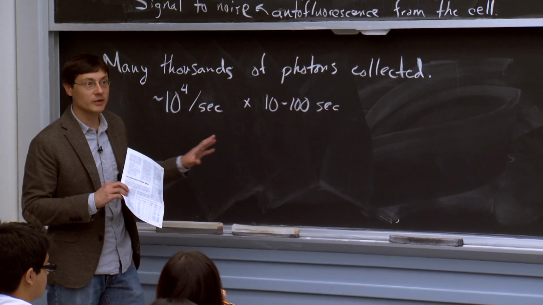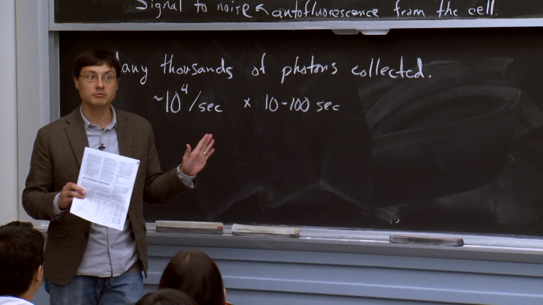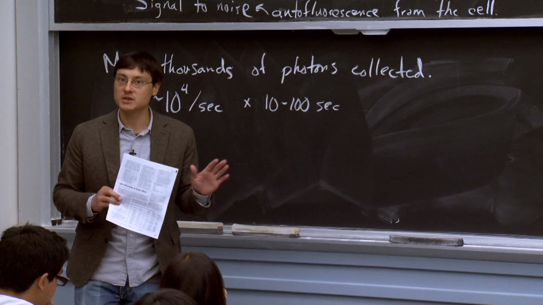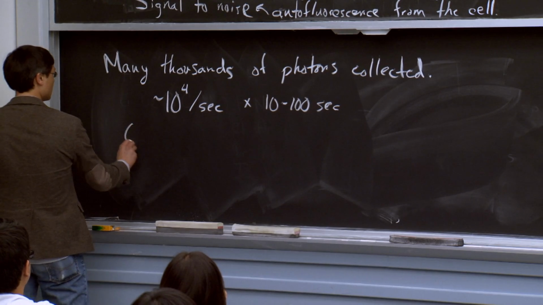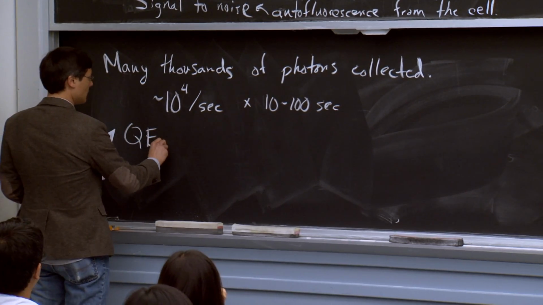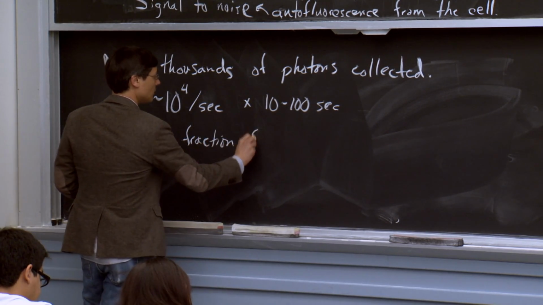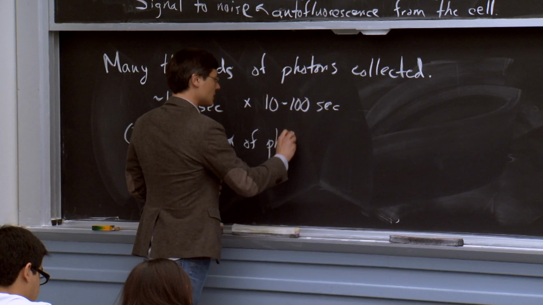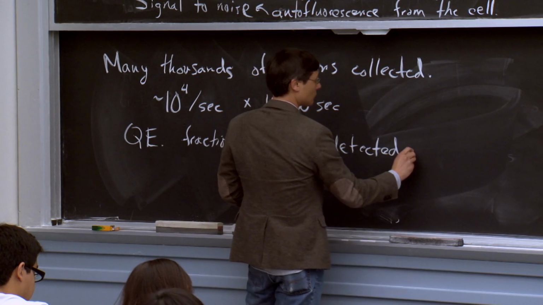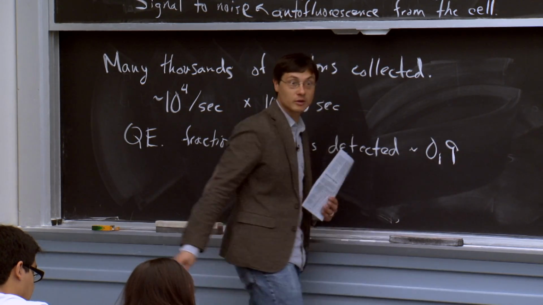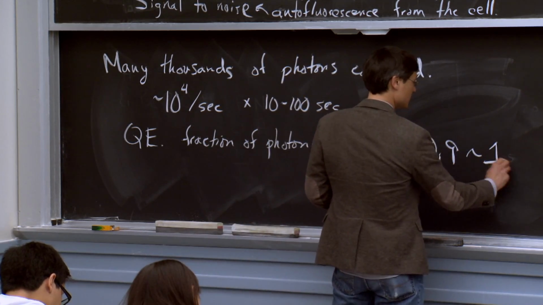Now, of course, you might be worried, well, these are the photons that you shine on your camera, but then your camera won't pick up all of them. The way that we think about this is by what's known as the quantum efficiency. Quantum efficiency tells us basically the fraction of photons detected. But with modern cameras, actually, this is approximately 1. It's 0.9 maybe with modern cameras.